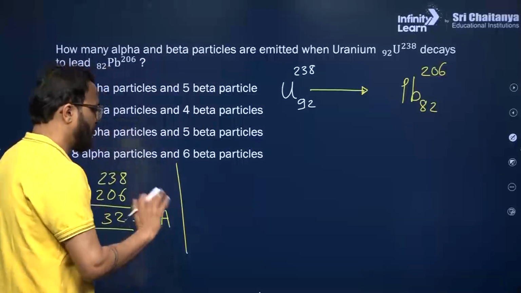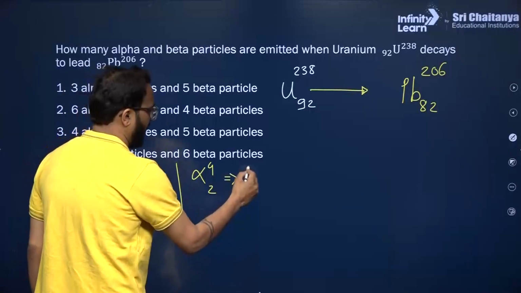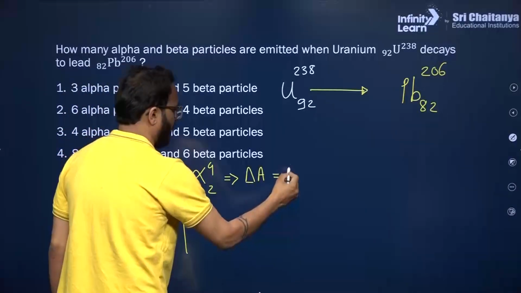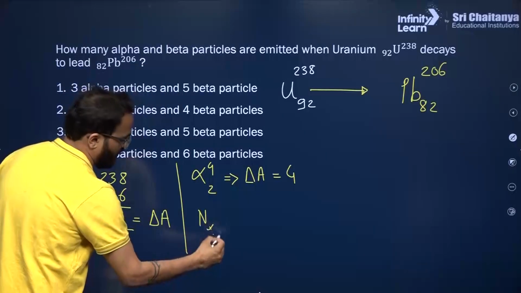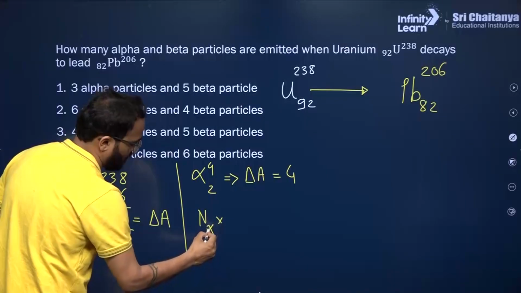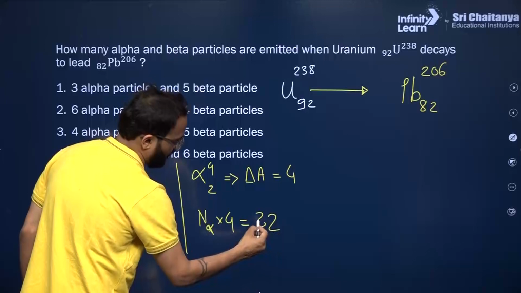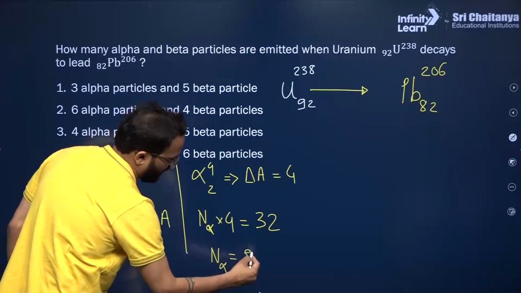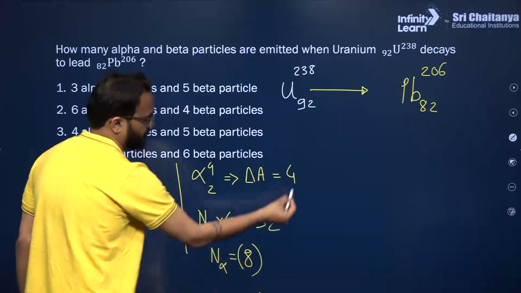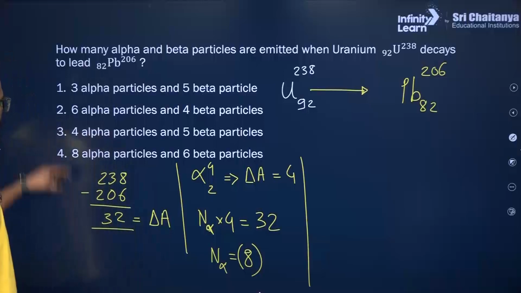Okay, and if one alpha particle is emitted, then delta A is 4 units. So let's say n alpha particles are emitted. So n alpha into 4 is equals to 32. So technically number of alpha particles emitted will be 8. Did you understand? So 8 alpha particles, where you can see?